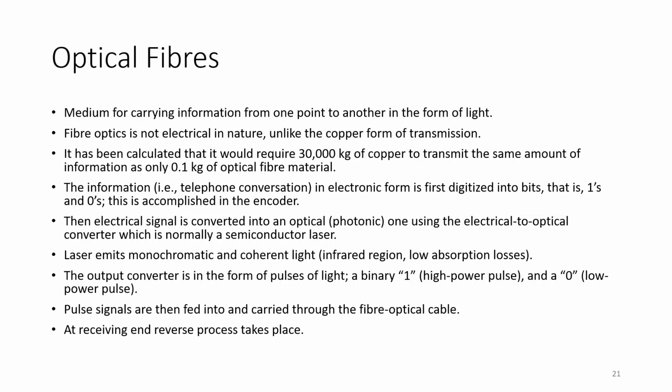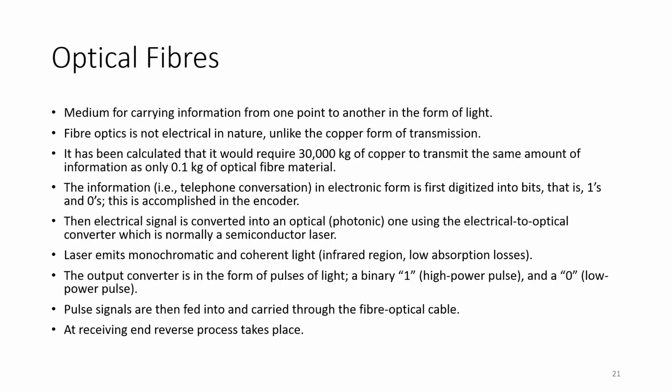The information, such as telephone conversations in electronic form, is first digitized into bits, that is ones and zeros, and this is accomplished in the encoder. Then the electrical signal is converted into an optical one using the electrical to optical converter, which is normally a semiconductor laser. The laser emits monochromatic and coherent light in the infrared region, with low absorption losses.